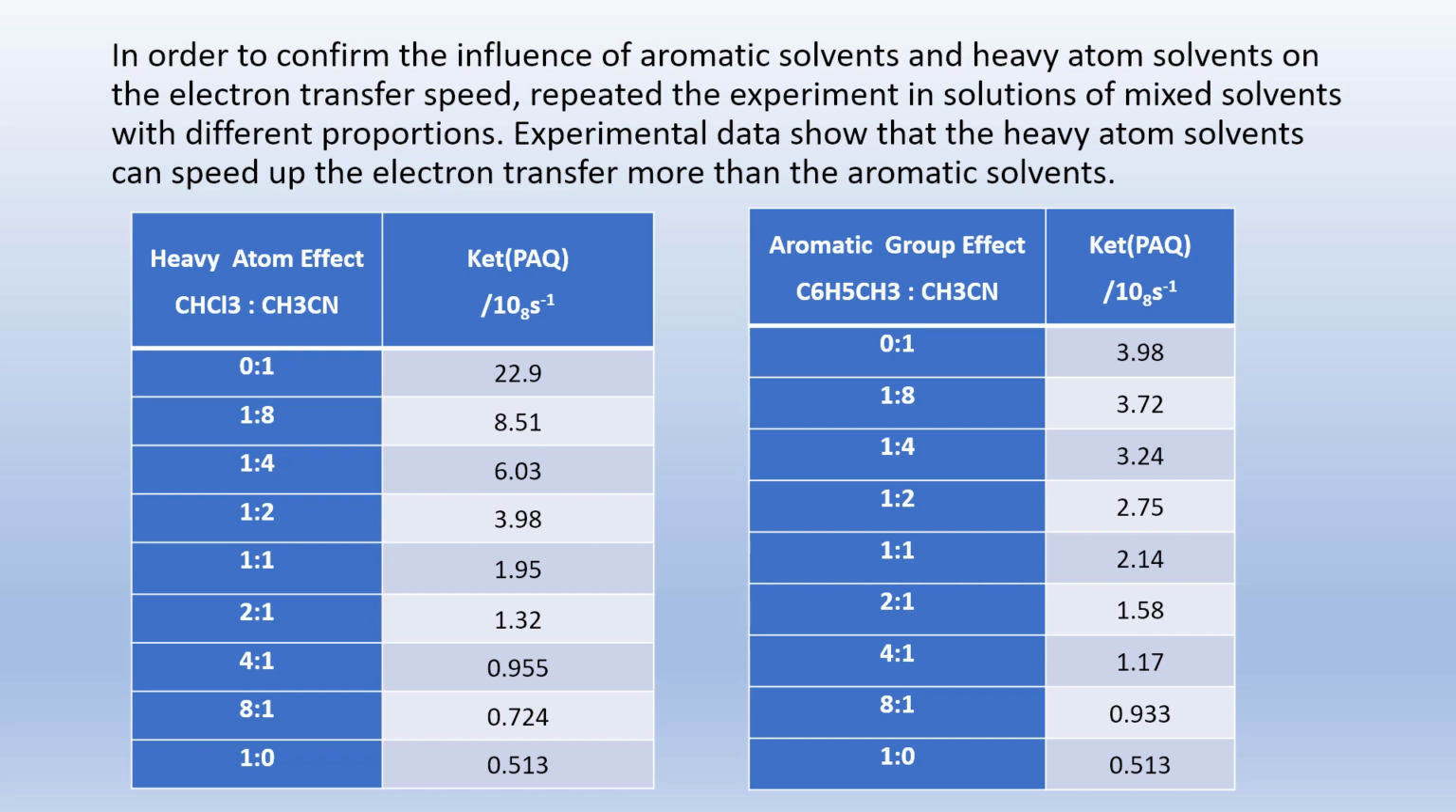In order to confirm the influence of aromatic solvents and heavy atom solvents on the electron transfer speed, repeated the experiment in solutions of mixed solvents with different proportions. Experimental data show that the heavy atom solvents can speed up the electron transfer more than the aromatic solvents.